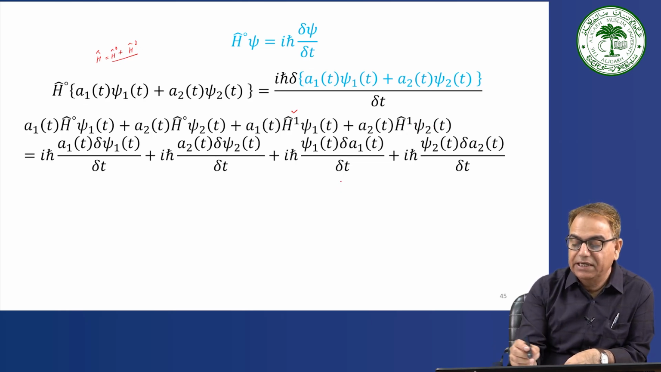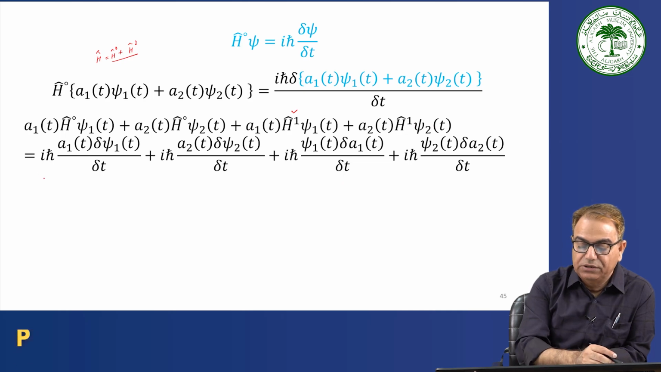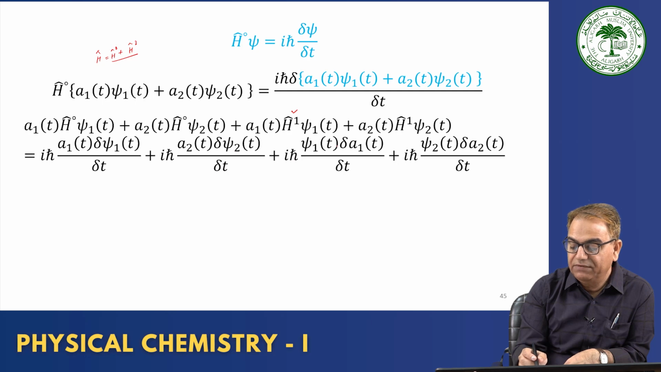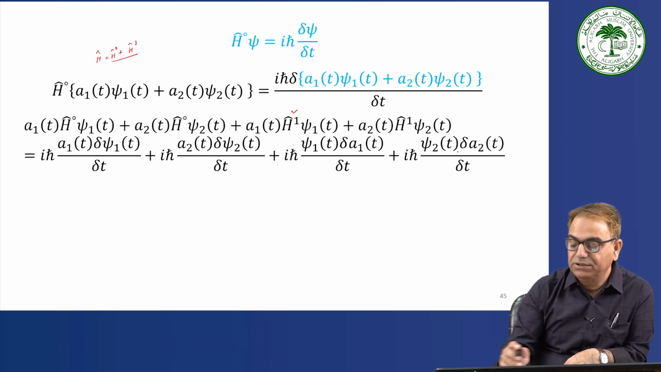On the right hand side again you have to differentiate. So the first term will be i h cross a1(t) del psi 1(t) by del t, and then the second term will be i h cross a2(t) del by del t psi 2(t), and then plus i h cross psi 1(t) del a1(t) by del t and i h cross psi 2(t) del a2(t) by del t. So all these four terms are separately differentiated.